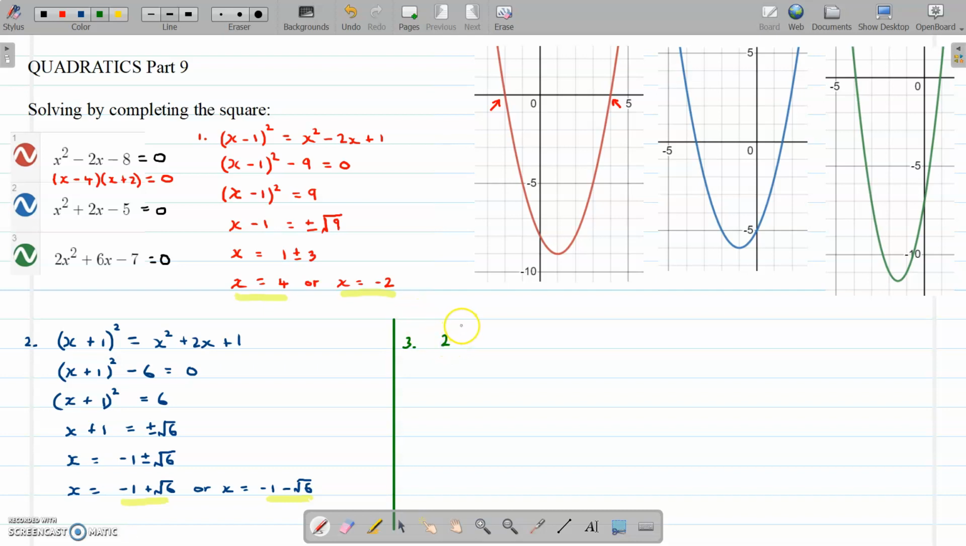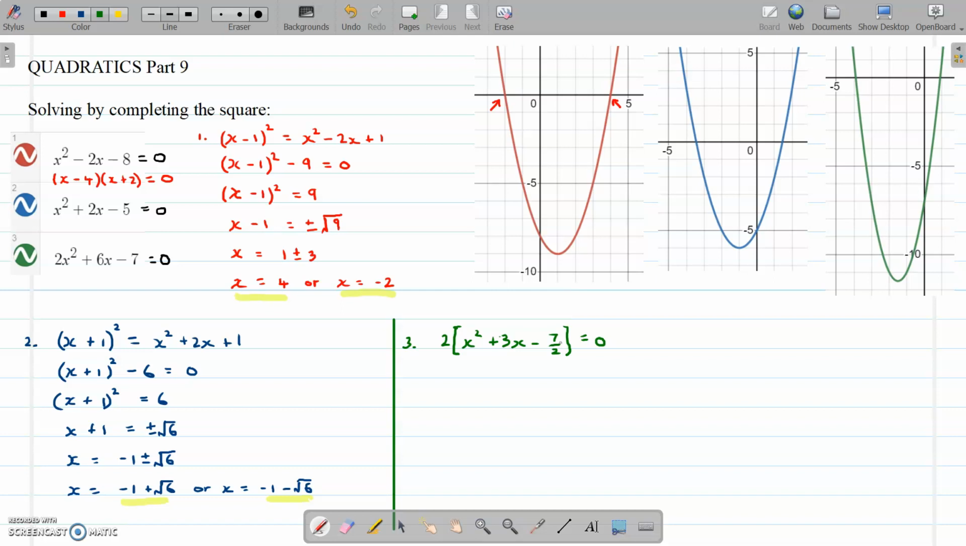So 2 lots of x squared plus 3x, and then it's going to be minus 7 halves, 7 over 2, equals 0. Okay, now because you're solving this equation, you can just remove that 2, because you're dividing both sides by 2, and if you divide 0 by 2 you get 0. There's nothing wrong with that.